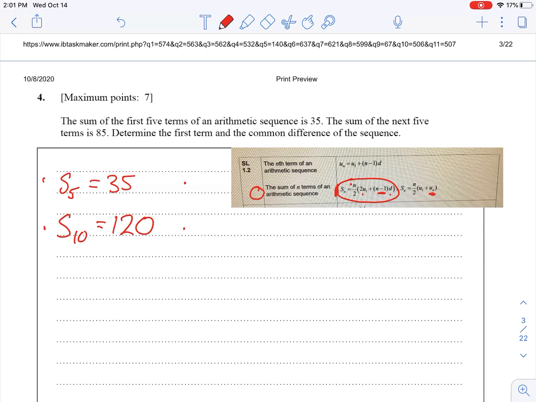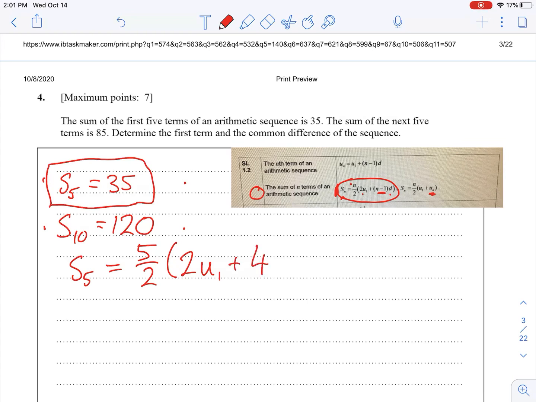So let's try it. Let's take this first piece of information. The sum of the first 5 terms is 35. Let's plonk that into a formula. So S5 equals n over 2. Well, n is 5 here. Brackets 2 times the first term. We don't know the first term. Plus n minus 1, in that case, it is 4 multiplied by d. And there we go. We've got an equation there for S5.